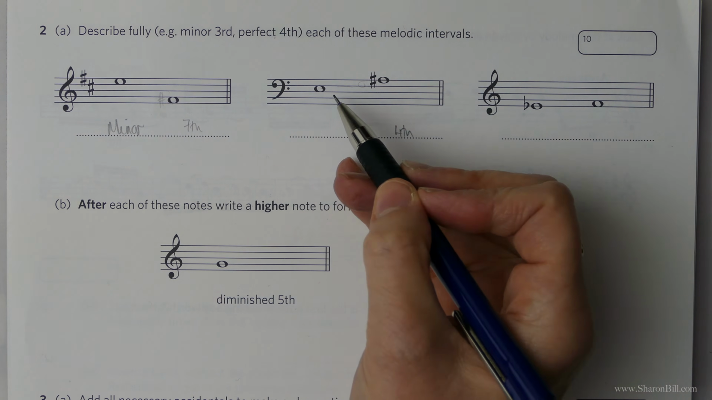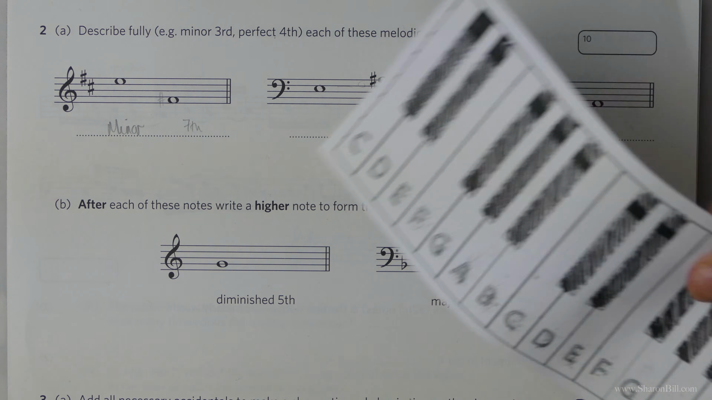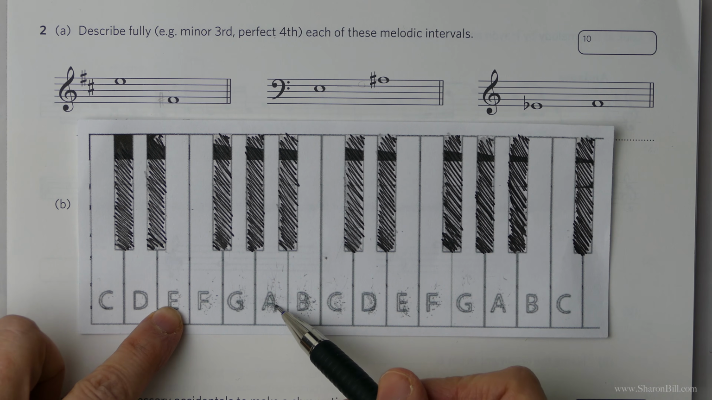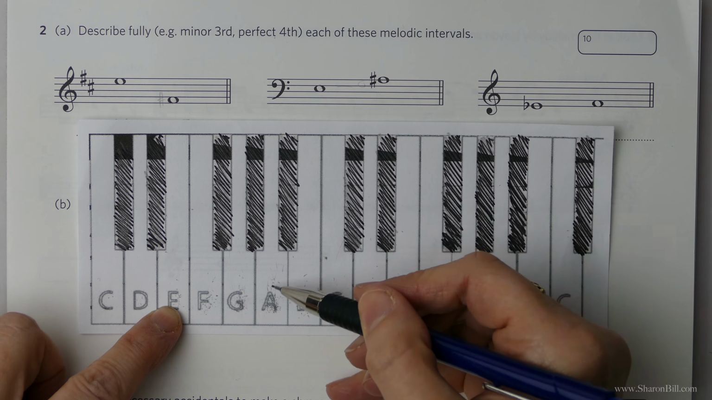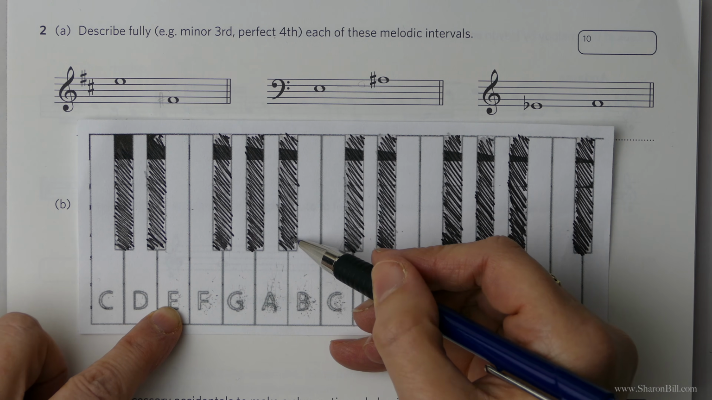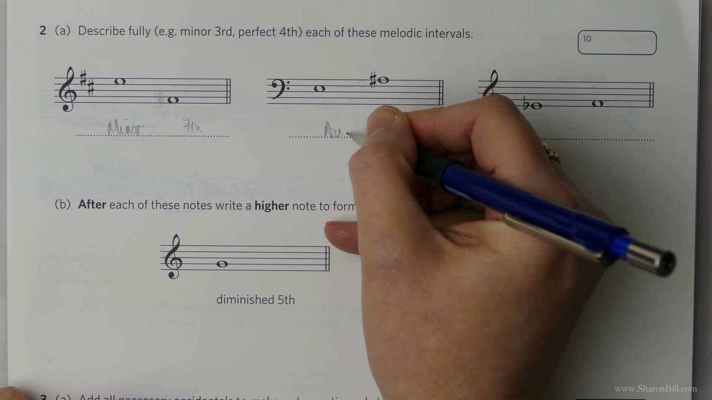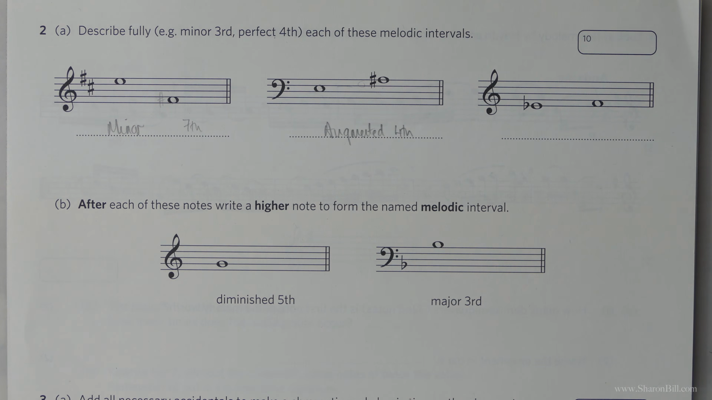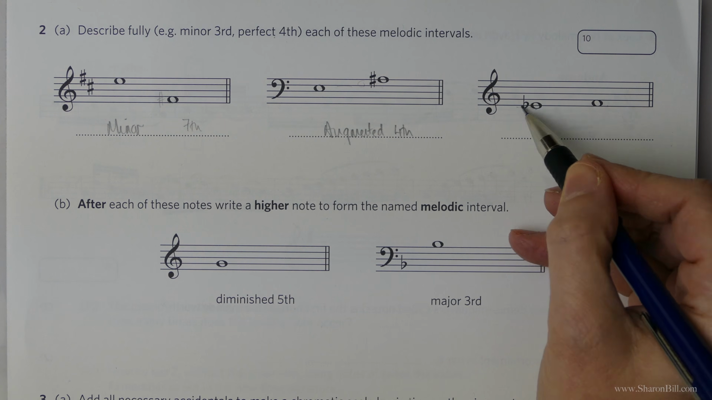So then, we know that this would be perfect if it's been unaltered, because if we're looking at an E to an A, that's a perfect fourth. However, the A has been raised, and so we've made that interval bigger, we've augmented that interval. Augmented means made bigger. So then we know that that's an augmented fourth because we've raised that top note there.